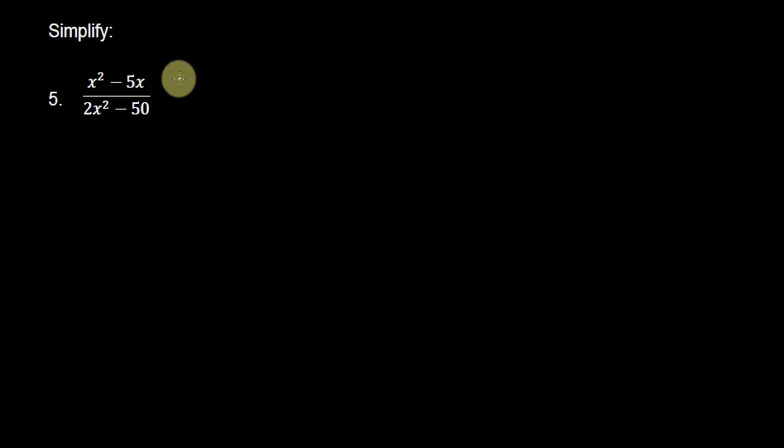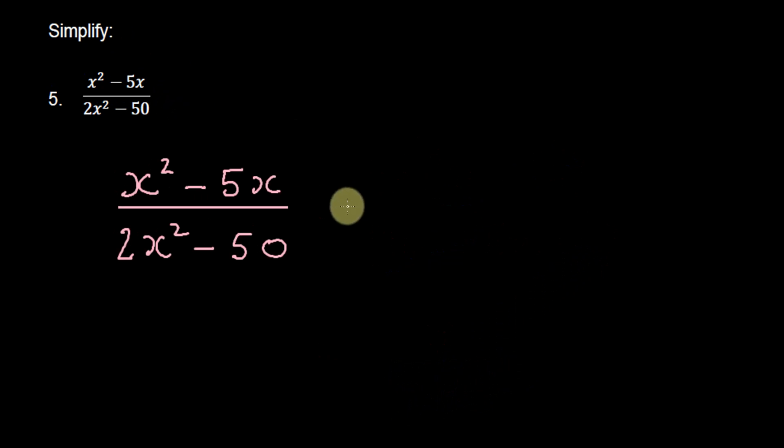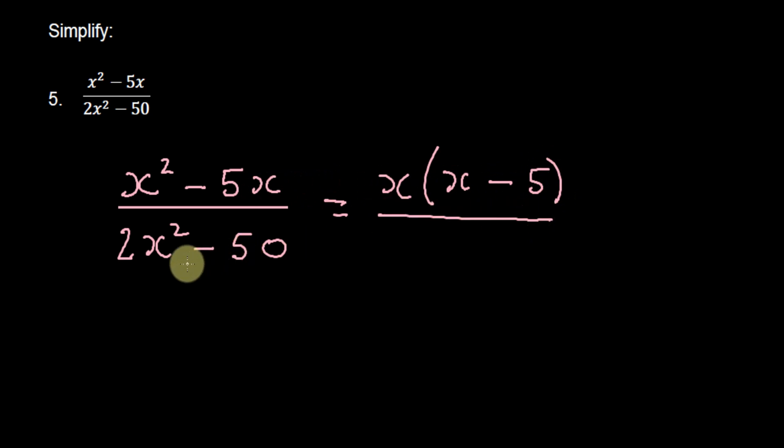So we first check for common factors. In the numerator, we have a common factor of x, so we can take it out as such. x into x squared, x times, and x into 5x, 5 times. We also have a common factor of 2 in the denominator. So let's take it out. 2 into 2x squared, x squared times, and 2 into 50, 25 times.